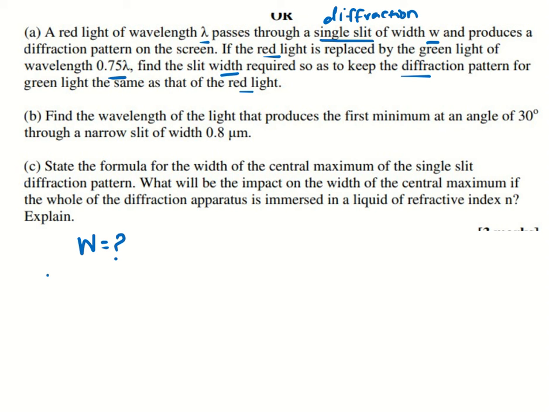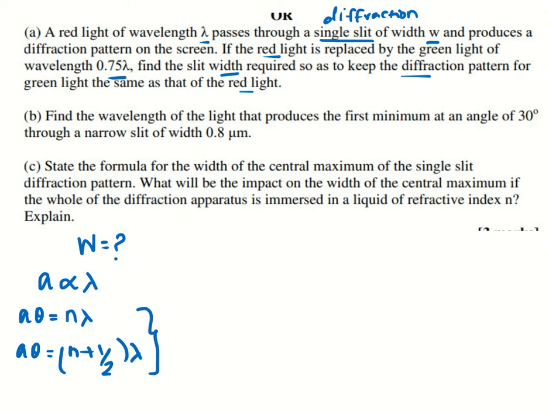So we know that a, the slit width, is proportional to lambda. Or you know these formulas, a theta equals n lambda for dark and a theta equals (n plus 1/2) lambda for bright. You know these formulas, but forget about that. You know that the slit width is directly proportional to lambda. So let's write this way. Since they used W as the slit width notation, we can also use the same thing.